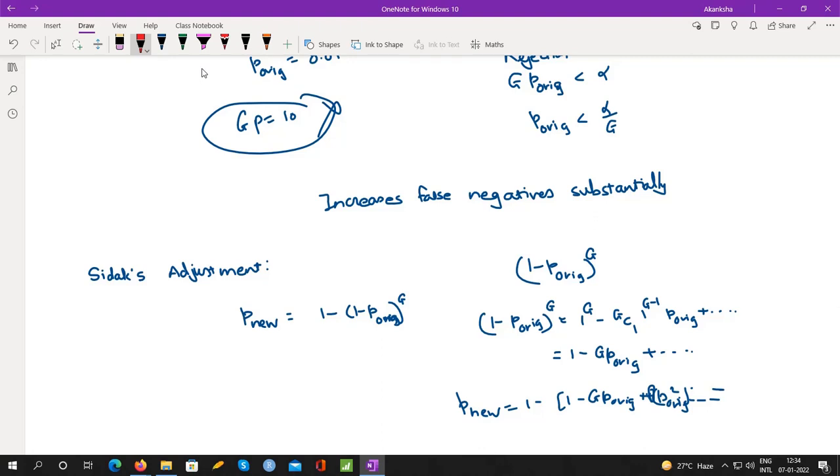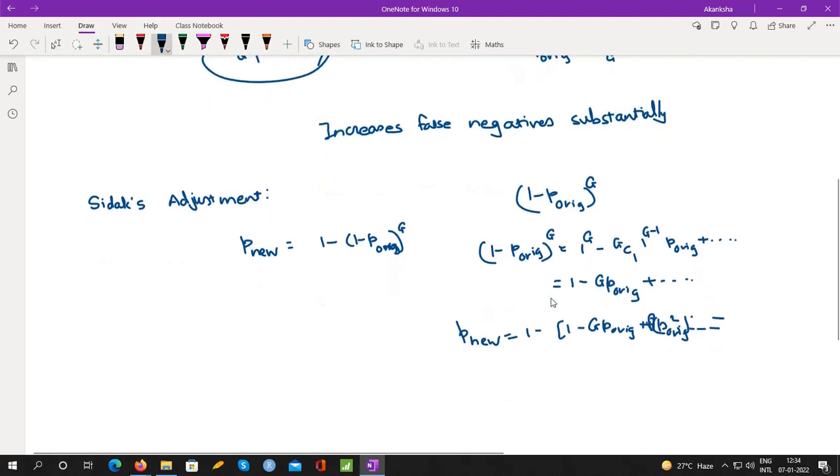Ma'am, I think actually it will tell that Bonferroni is actually greater, because now if you just put out the bracket, what will happen? Actually 1 minus 1 plus g into p orig, right? And thus it will be equal to g into p orig plus minus both types of terms, so you cannot say. I have positive as well as negative terms here.